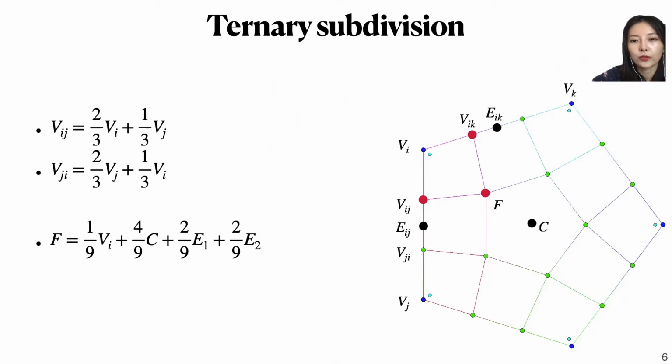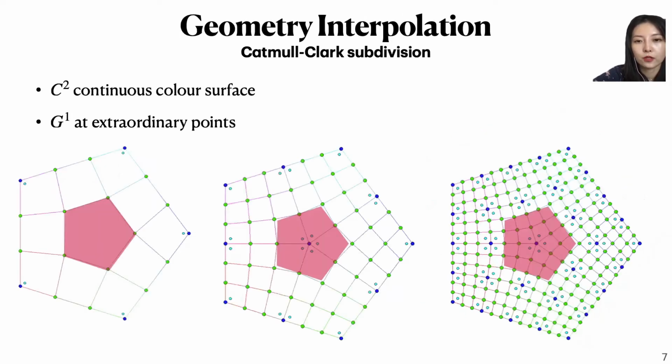This is the rule for how we do the ternary subdivision. How do we get the new points? It's very easy. New edge points are just evenly placed along the edge. New face points are obtained from linear interpolation. I put the formulas here for you to refer to. After the single ternary subdivision step on the input mesh, we apply Catmull-Clark subdivision to the mesh. This ensures an almost everywhere C2 continuous color surface.